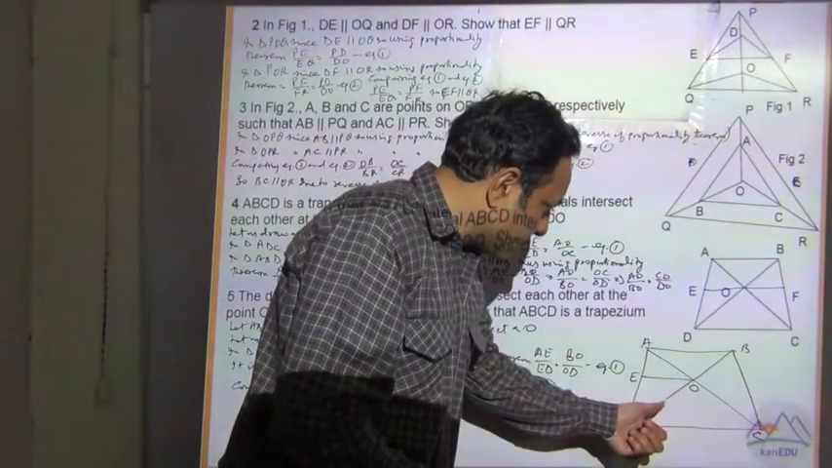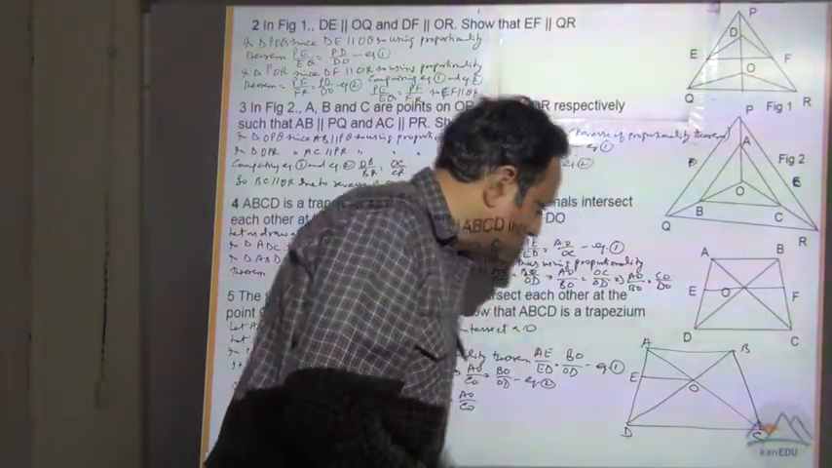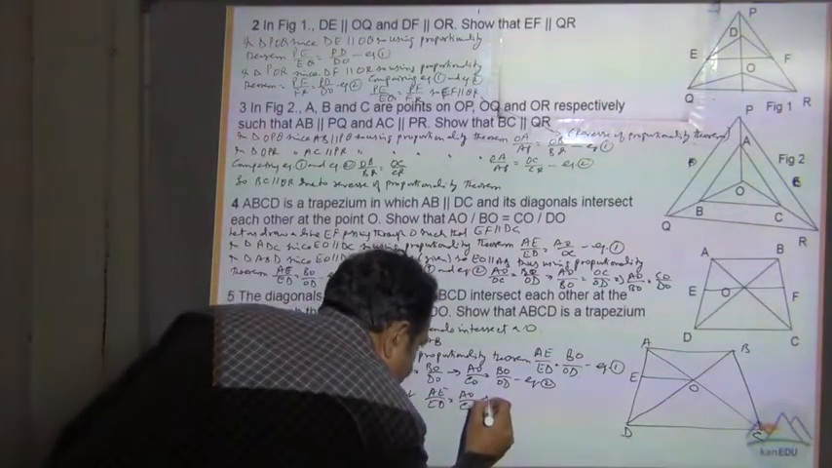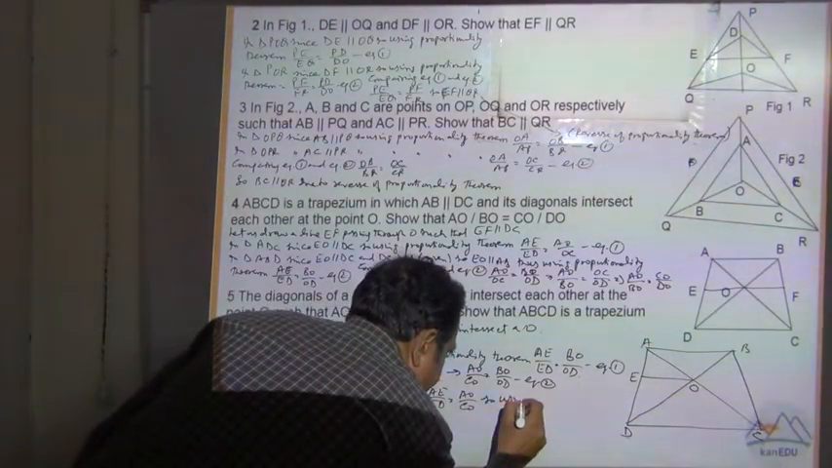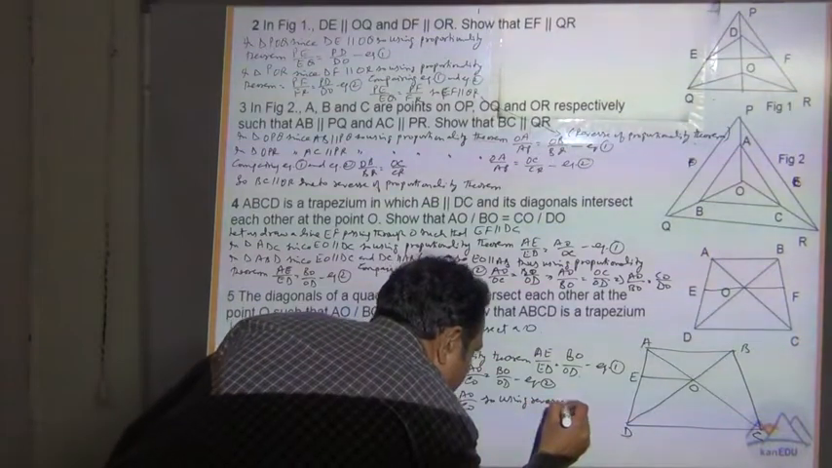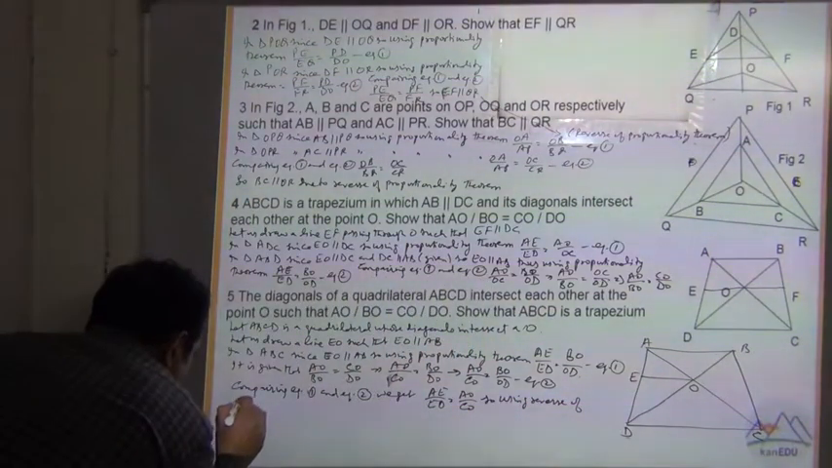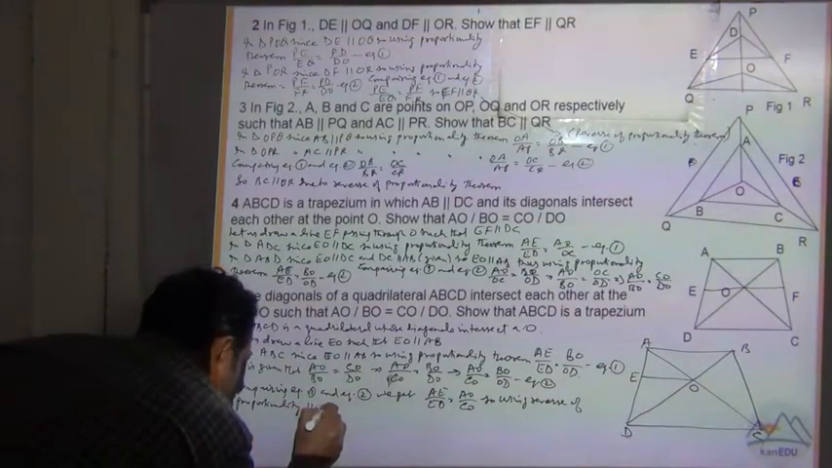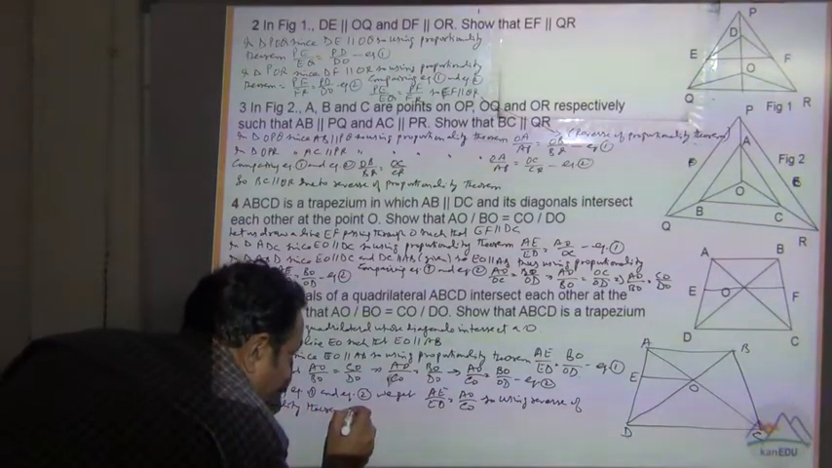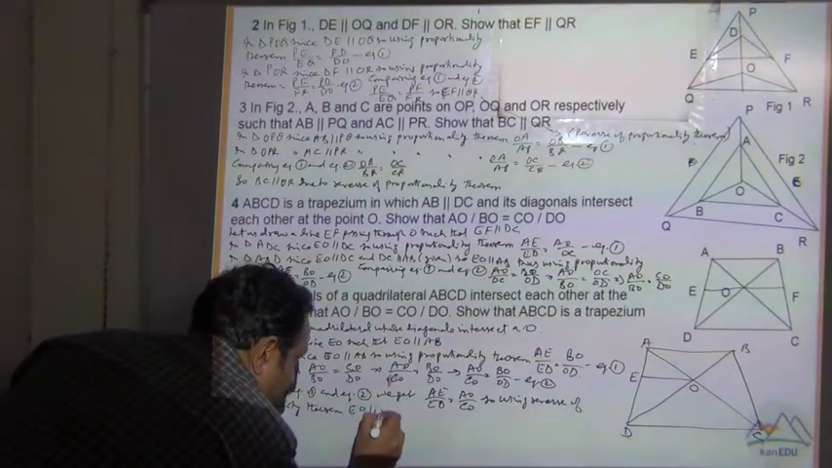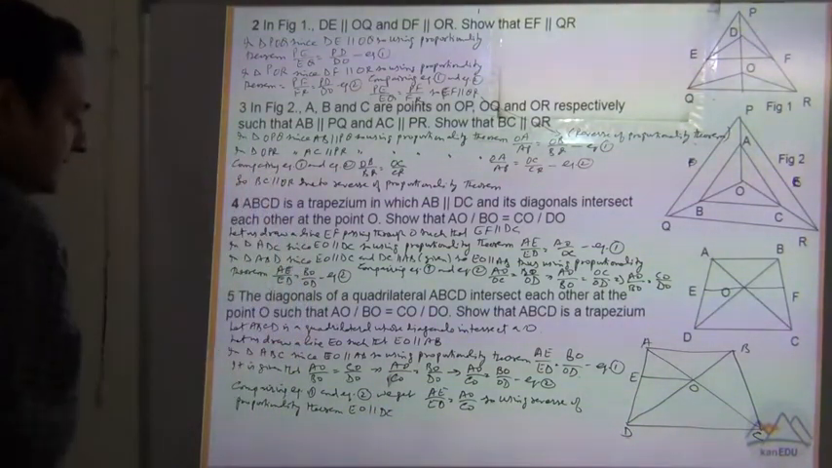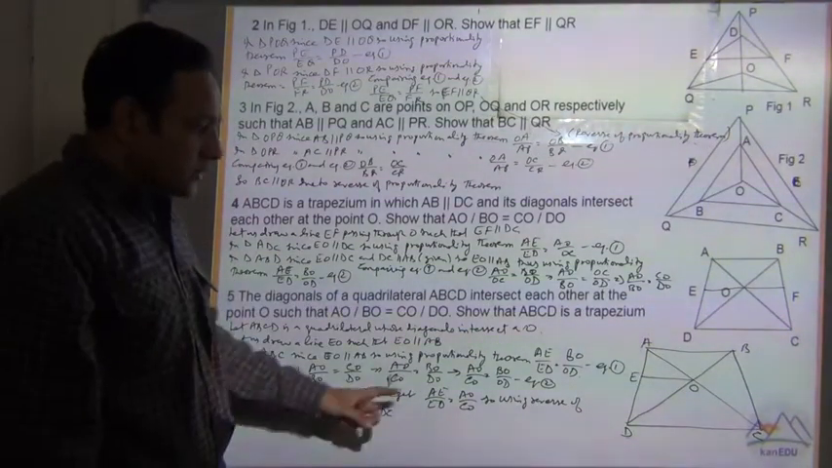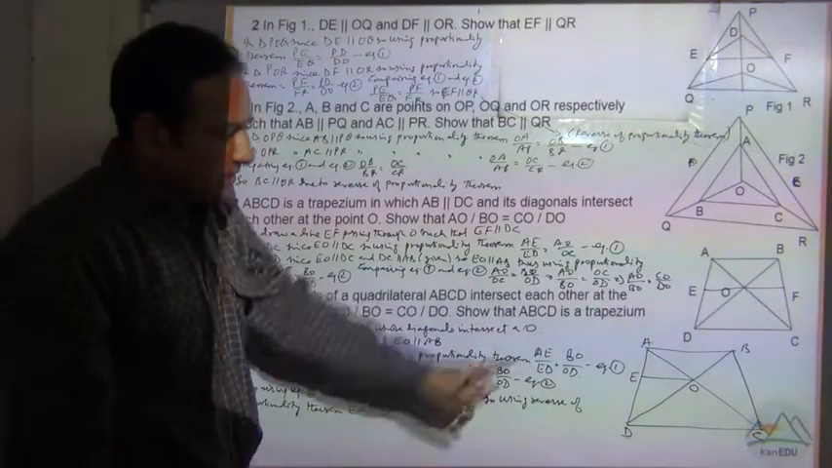So using the reverse of the proportionality theorem, EO is parallel to DC. Now since EO is parallel to AB and EO is parallel to DC, it means that AB is parallel to DC.